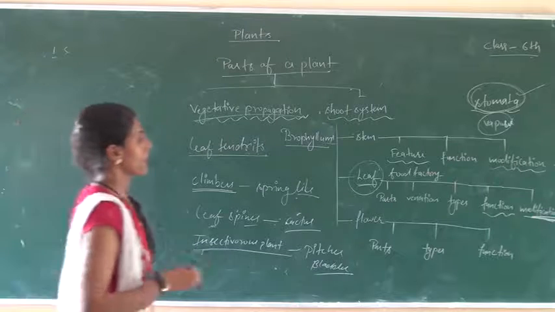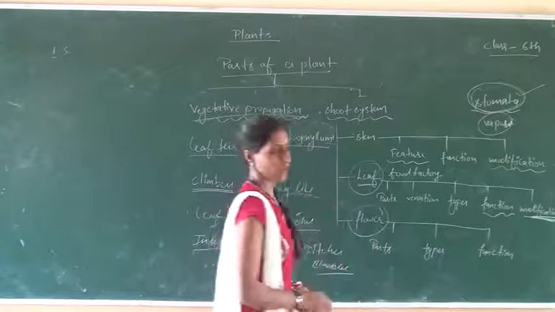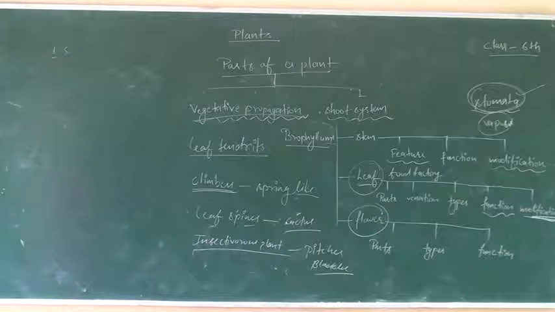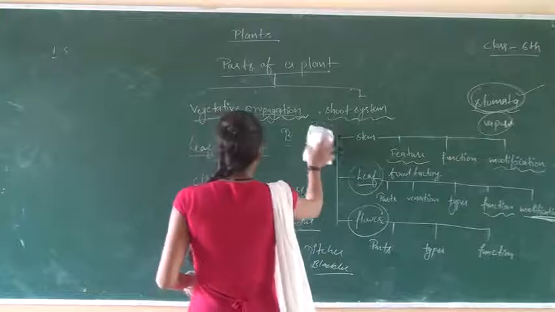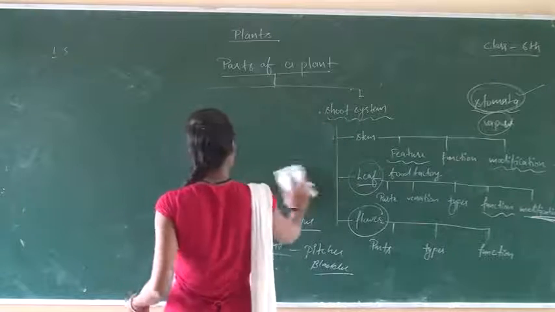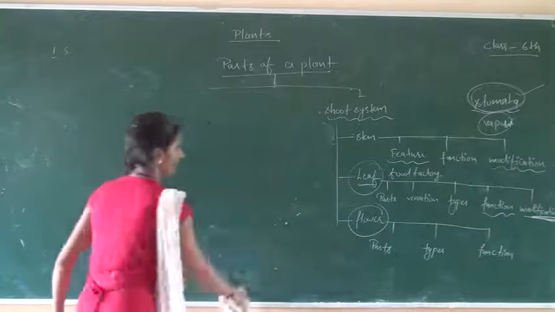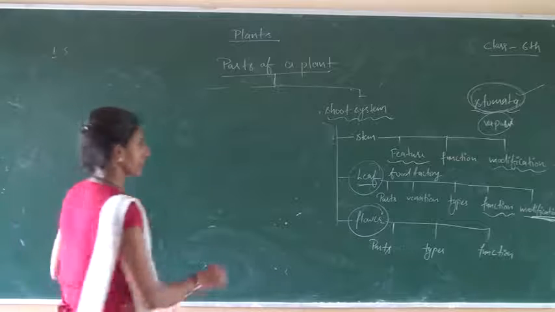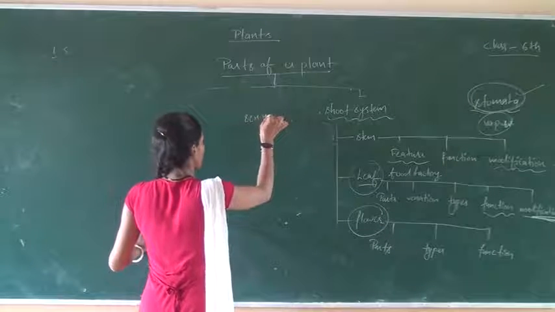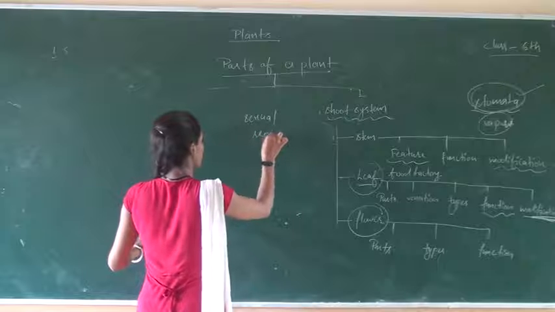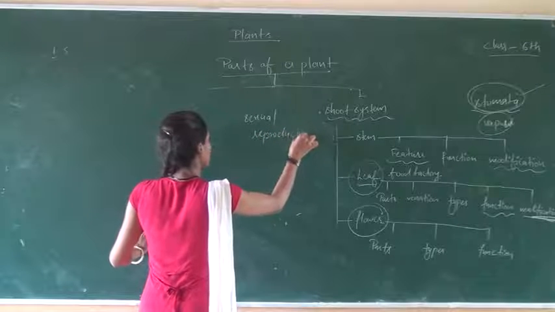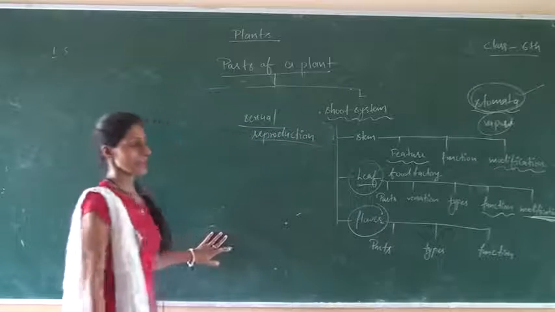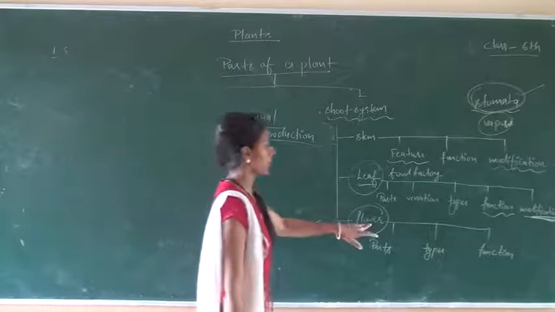After that, our next part is about the flower. A flower may be defined as a modified shoot in which nodes and internodes are highly condensed. The flower is the site of sexual reproduction. Sexual reproduction generally takes place with the help of the flower.